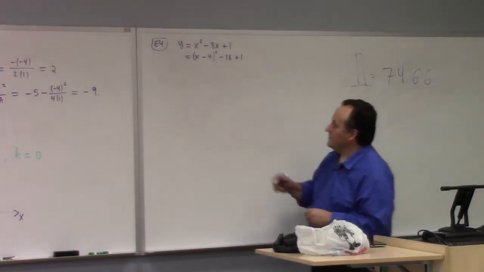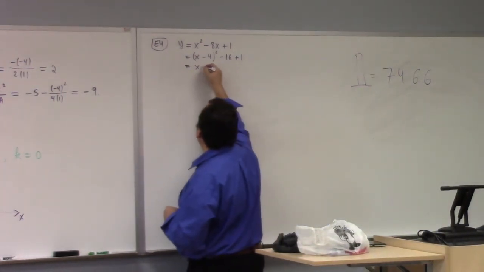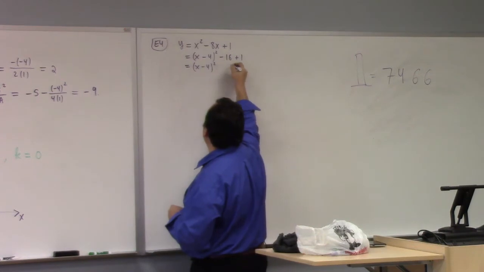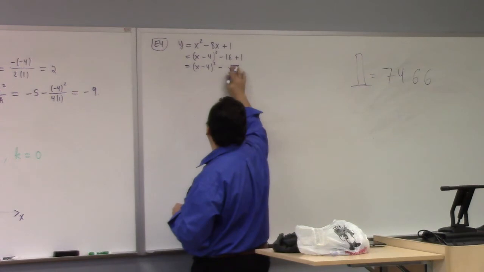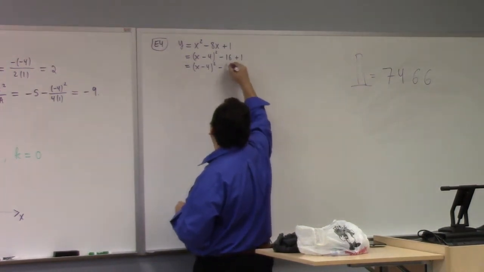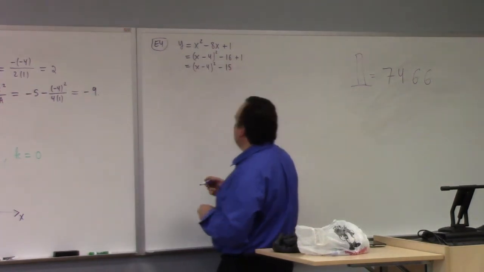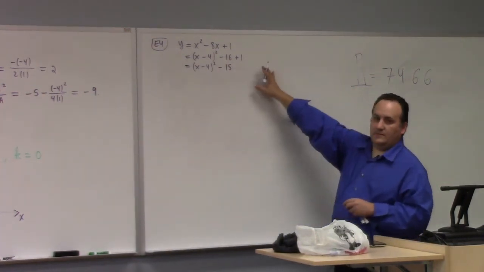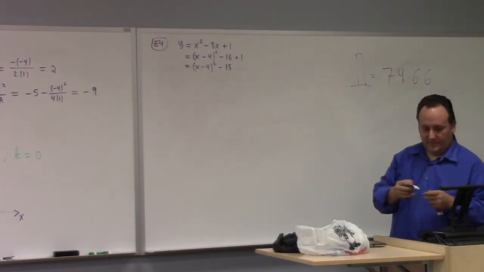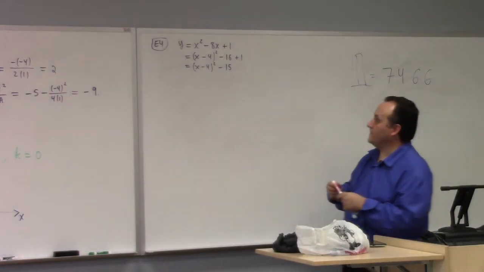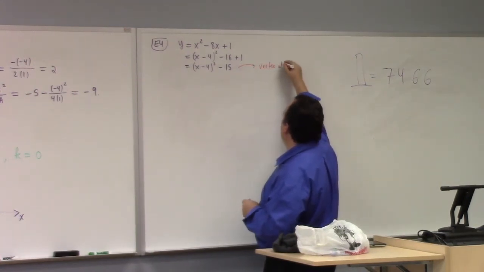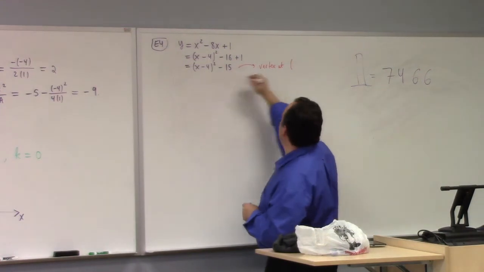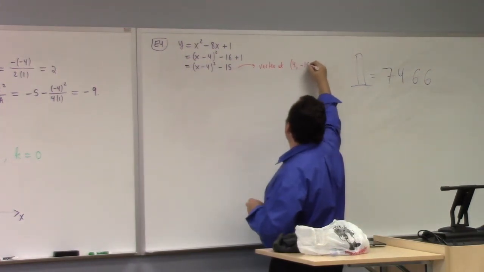So what goes on here? We get x minus 4 squared minus, well, you could think of that as the square root of 15 squared. Well, fine. My bad. Let me take a breath here. Okay, stop right there. Now we can see what the vertex is. Where is the vertex? Four, minus 15.